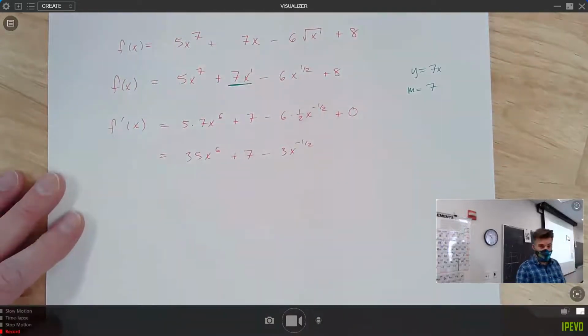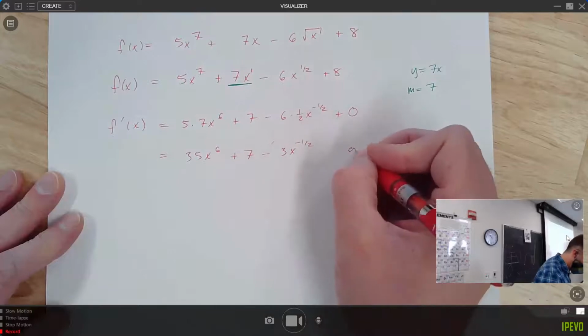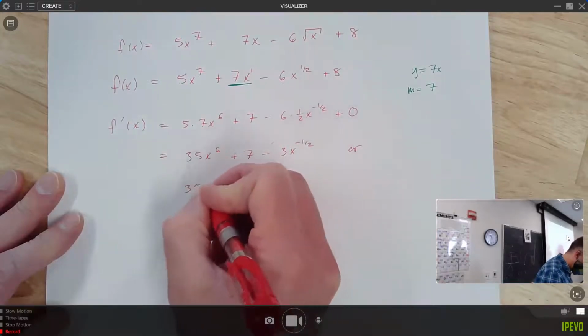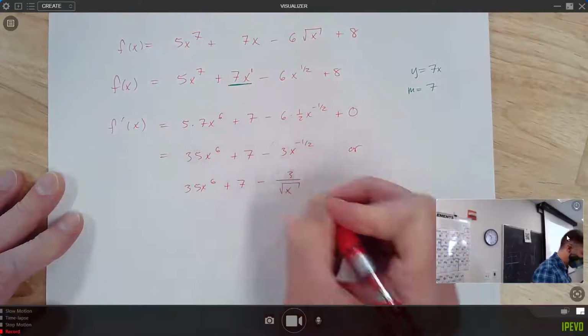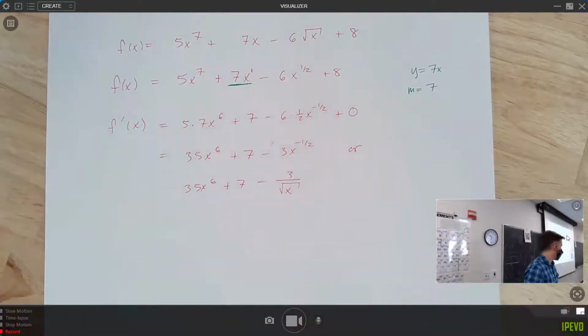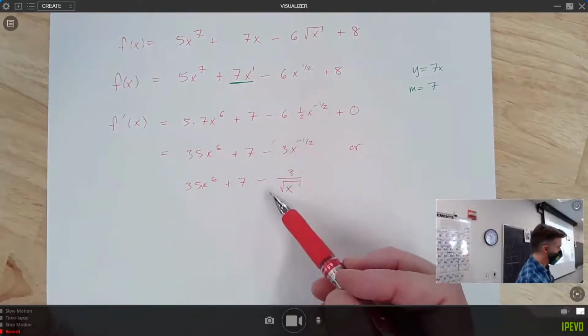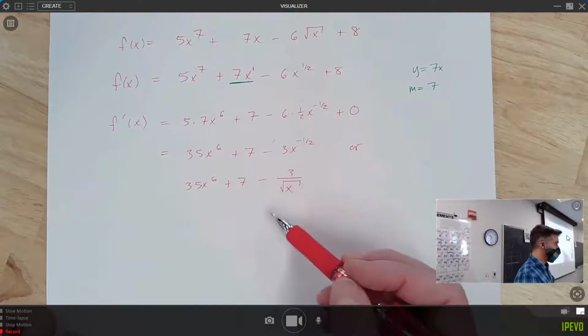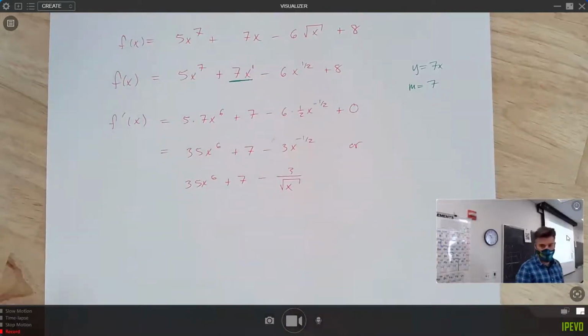And if you prefer, sometimes it's convenient to write this as 3 divided by the square root of x instead of as 3 times x to the negative 1/2. The reason you might choose to write it this way as opposed to this way is that it makes it a little more obvious what our domain might be, or not include really. So that's why people like to write it like that sometimes.